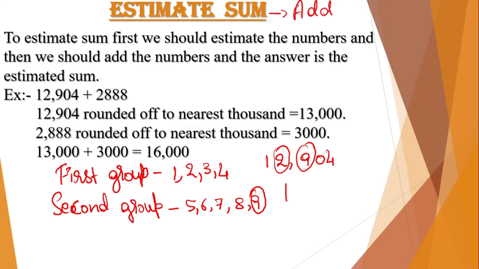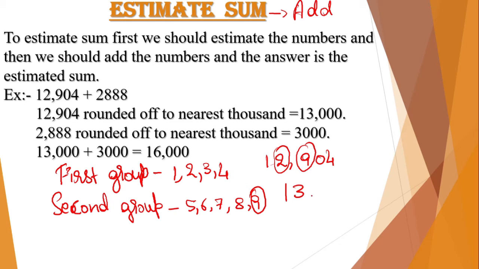So 1 as it is because it's in the right side, right? So as it is. And 2 will become 3 because 9 is in the second group. And we should add 1 to the first circle digit, which is 2. So we should do 2 plus 1, which is 3. So 3 will be here, and then 904 will become 0.